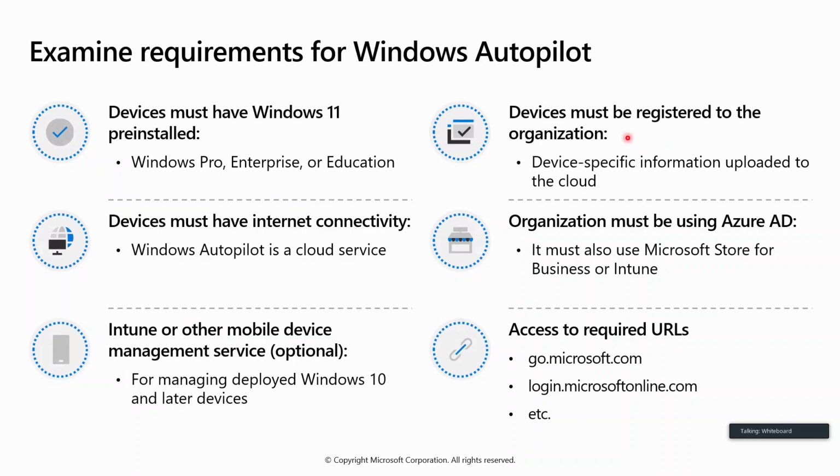Devices must be registered to the organization, so we require device-specific information uploaded to our tenancy, to our cloud. The organization must be using Azure AD. It must also use Microsoft Store for Business or Intune. We saw Microsoft Store for Business has been deprecated. Microsoft Store for Business was free, so I could use Autopilot for free in the past. Now we're going to have to use Intune, which I need a license for. Okay, so that should answer your question, Harrison.